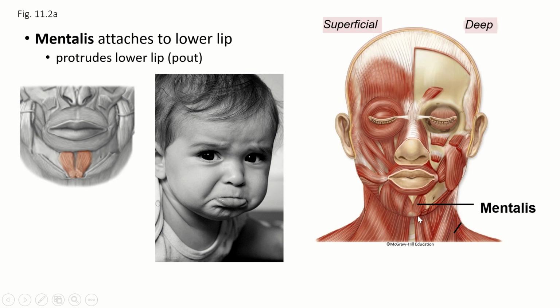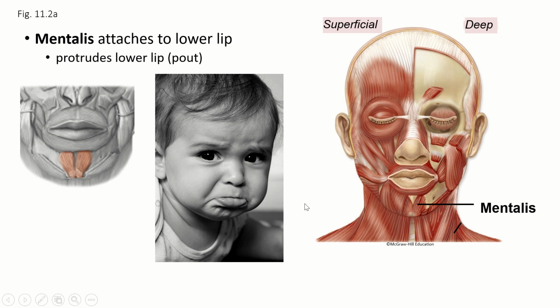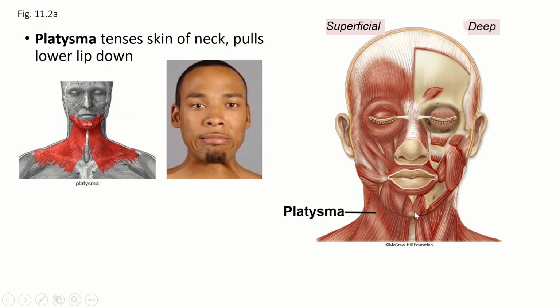This is the mentalis. It originates on the mental protuberance and inserts on and just below the lower lip, and it pulls the lower lip toward the chin to do this adorable little pouty thing. Okay, so that's your mentalis muscle. There it is right there. Don't confuse it with the depressor labii inferioris or the depressor anguli oris. Okay, so we've got three in a row there. Depressor anguli oris, depressor labii inferioris, and then mentalis.